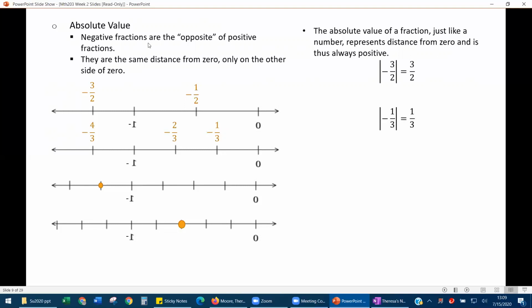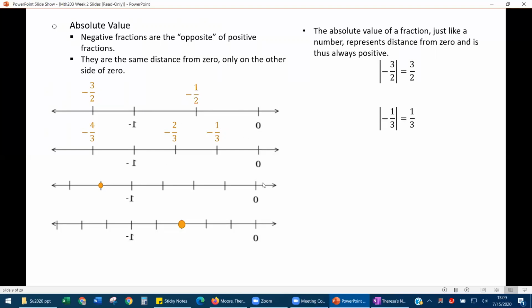Again, negative fractions are just like negative whole numbers. They're the opposite of your positive fractions. They're the same distance from 0 as your positive fractions. They're just in a different direction. So again, on the left of 0, if you separate the 1 unit into 2 different units, each of those smaller units is a half. So the first would be -1/2, the second would be -2/2, then -3/2.